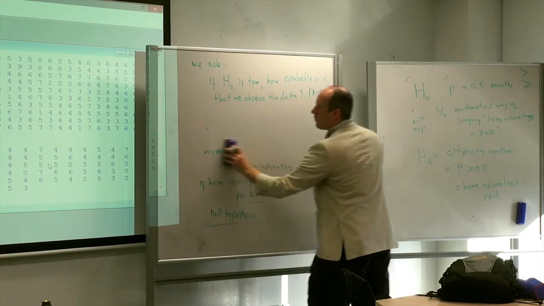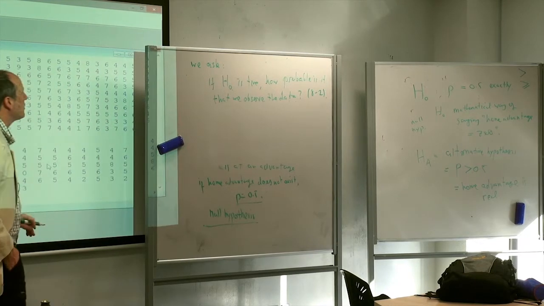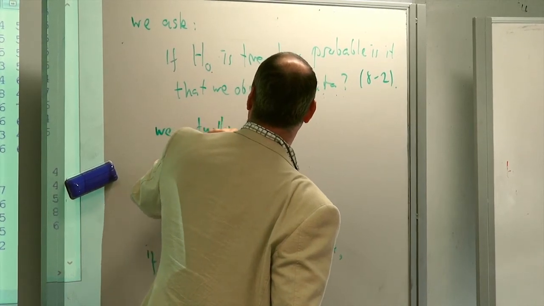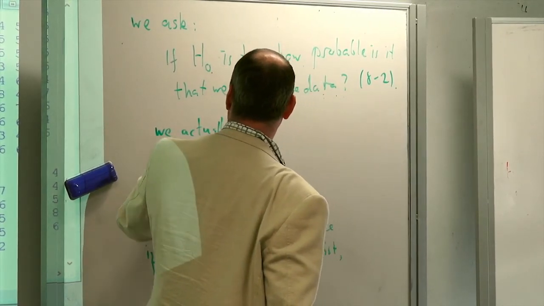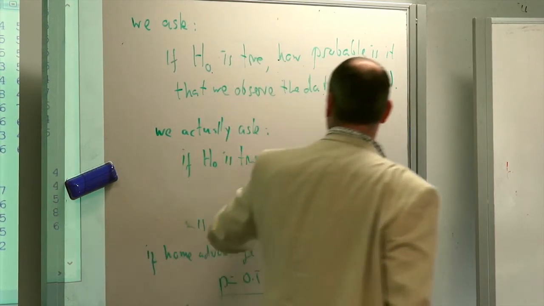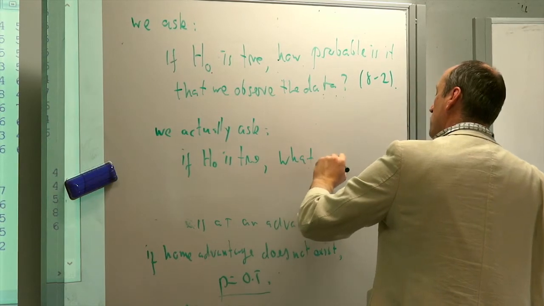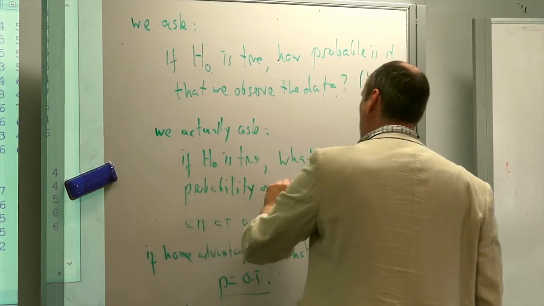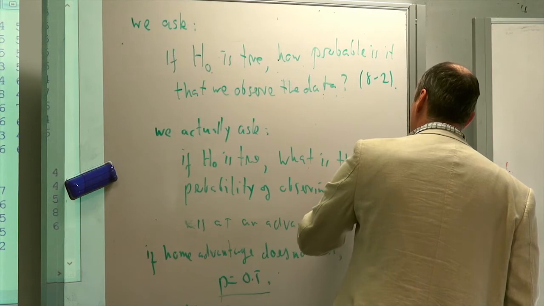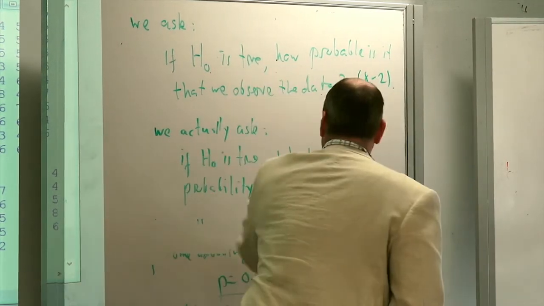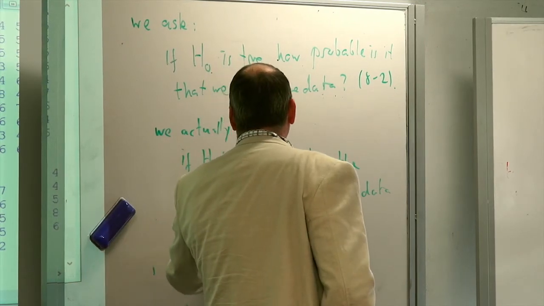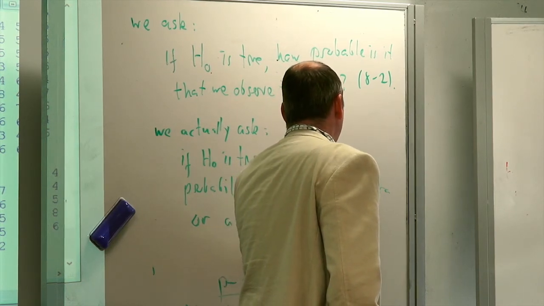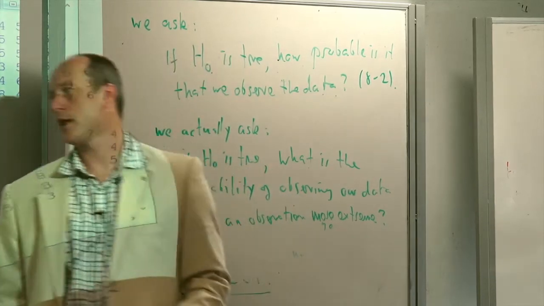And for reasons that will become clear when we talk about continuous distributions, and that should be obvious right now, we actually ask: if the null hypothesis is true, what is the probability of observing our data or an observation more extreme? Which you will have seen last time.